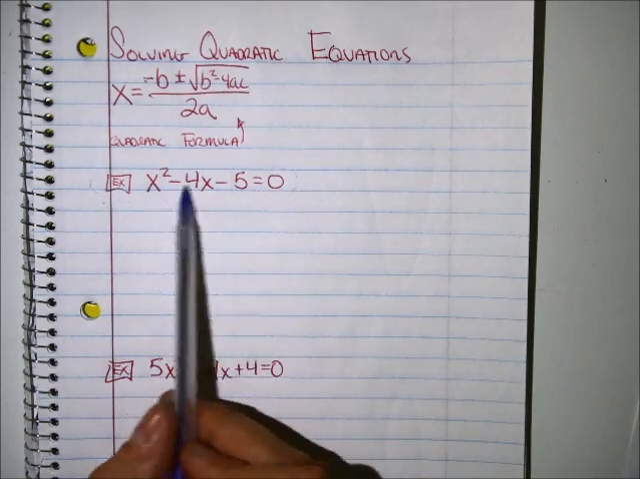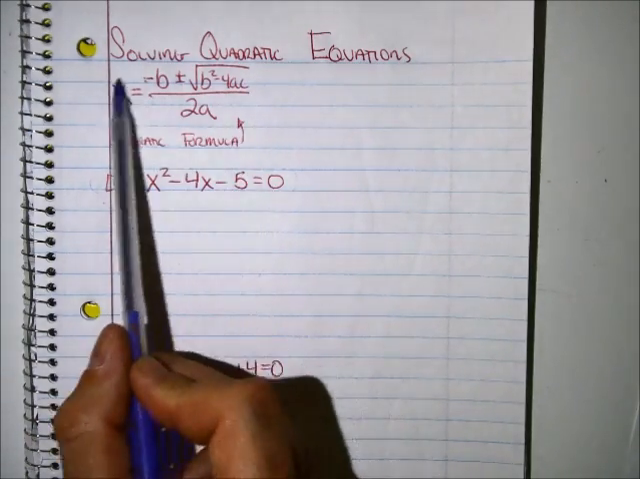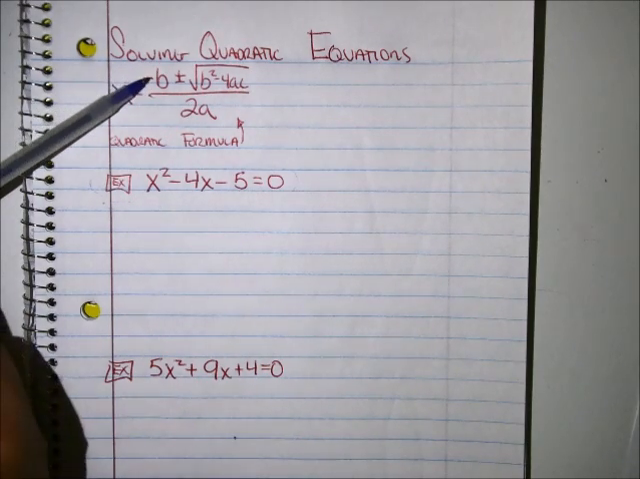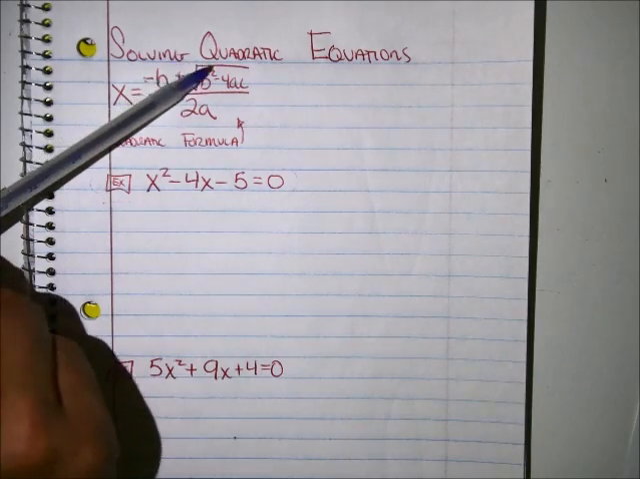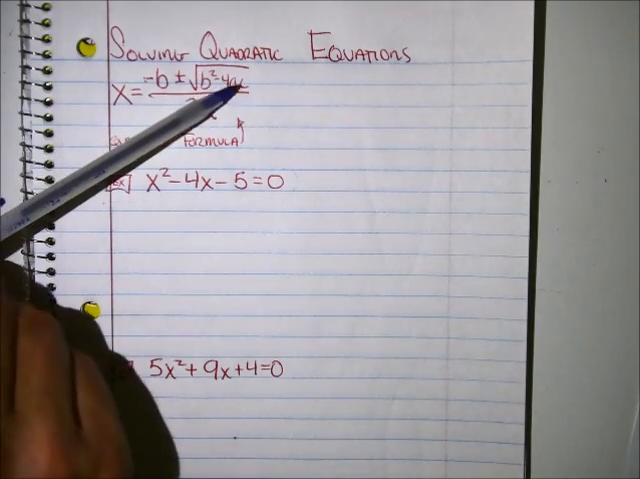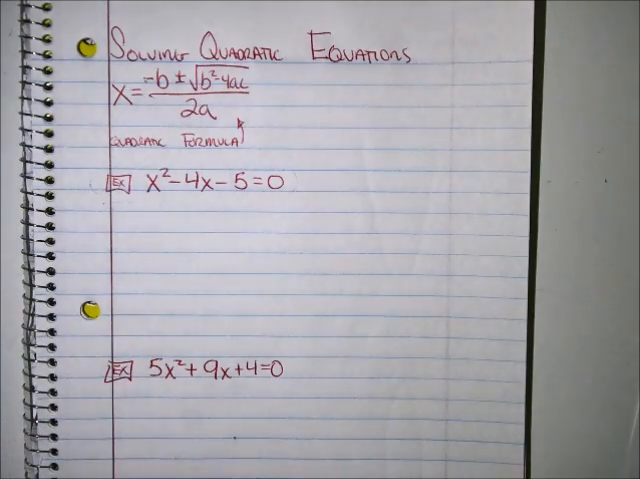To find the answers, I could factor this. Sometimes you can't factor it, and you need to use the quadratic formula, which is up here. It says x equals negative b plus or minus the square root of b to the power of 2 minus 4 times a times c, all over 2a.